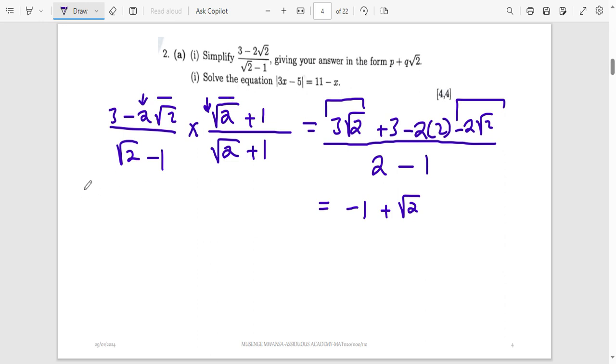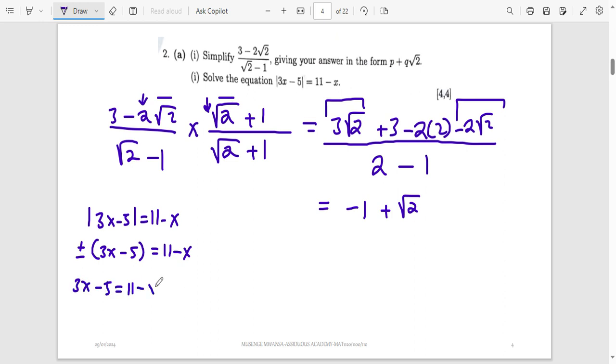And then the second part is saying we want to solve the equation: square root of the absolute value of 3x minus 5 is equal to 11 minus x. Absolute value means positive or negative. So if I put positive or negative, the absolute value goes. So it will be 3x minus 5 is equal to 11 minus x. I'll get first the positive form: 3x minus 5 is equal to 11 minus x.